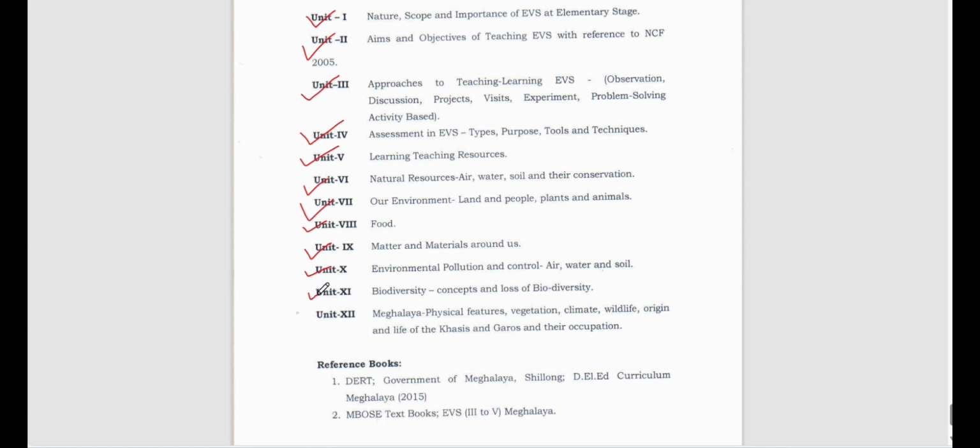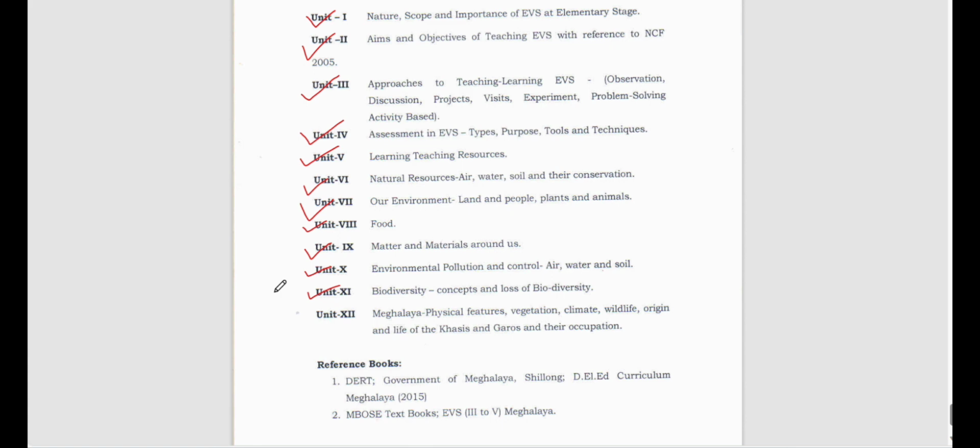Now biodiversity, let's see the concepts and laws of biodiversity. What do we mean by it? Bio means life, and diversity means variation or differences. So biodiversity means both plants and animals living in the environment, right? So biodiversity means different types.